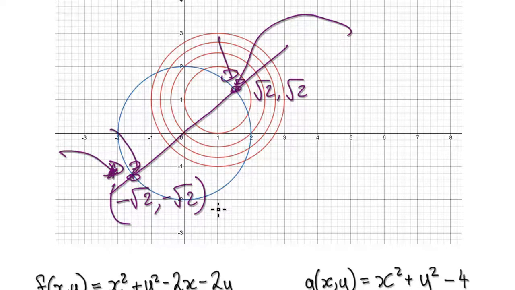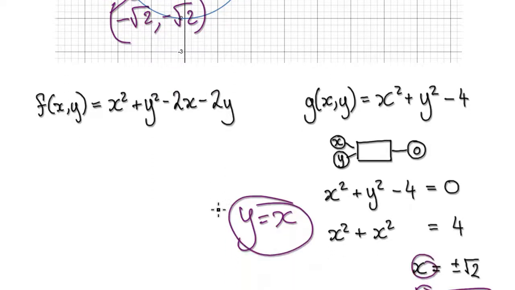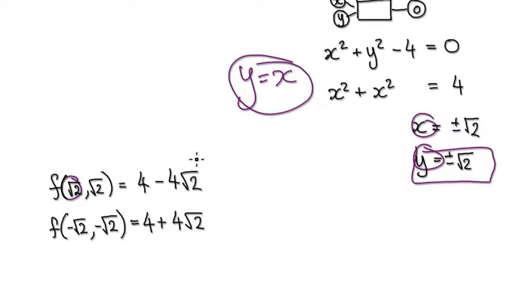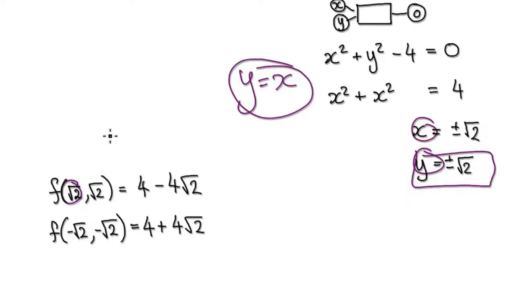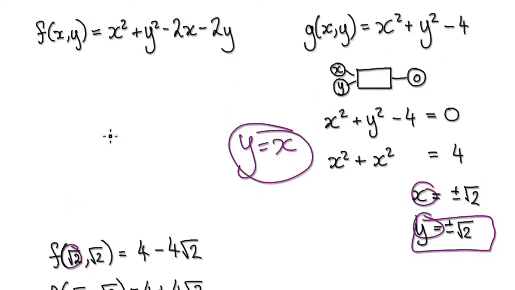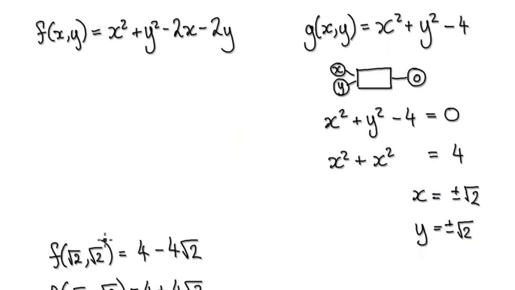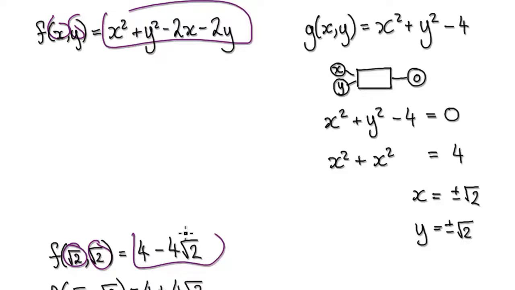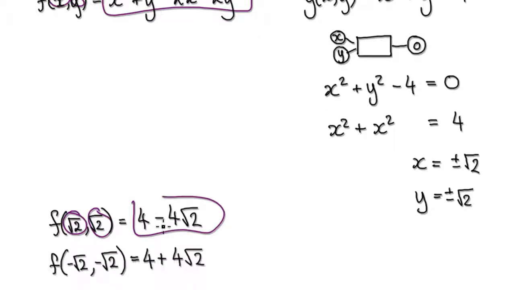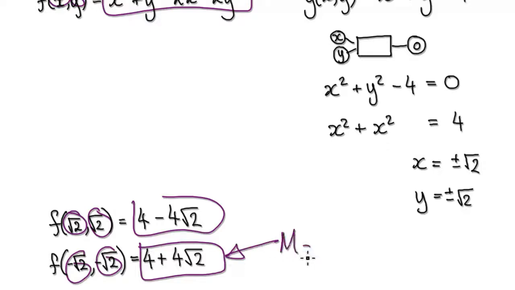Let's pretend we didn't know. We don't know, so let's put it into the function. When you put √2 and √2 into the function, this whole thing here will then become this. And then when you put -√2 and -√2 into the function, it then becomes this. So this is our max, and this must be our min.